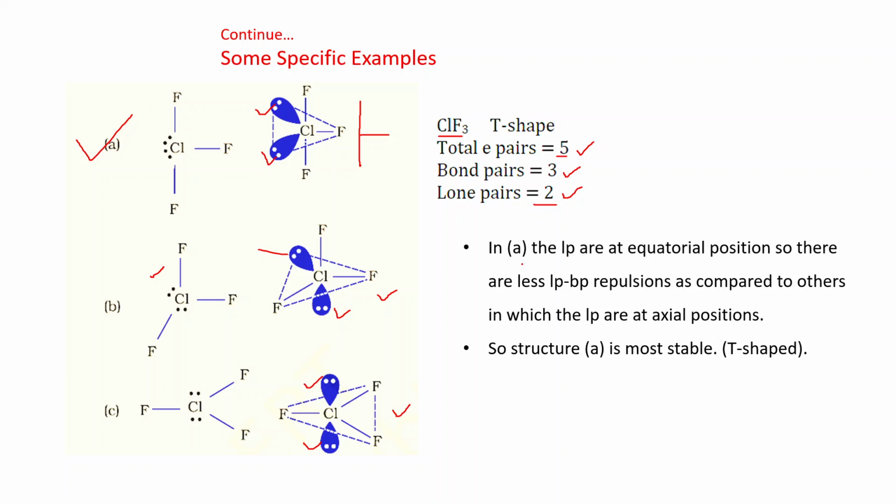You can see in A, the lone pairs are at equatorial position, so there are fewer lone pair-bond pair repulsions as compared to the others in which the lone pairs are at axial position. So structure A is more stable and this is T shaped.